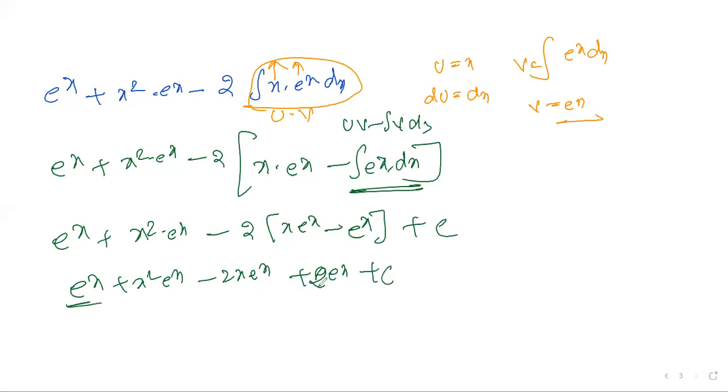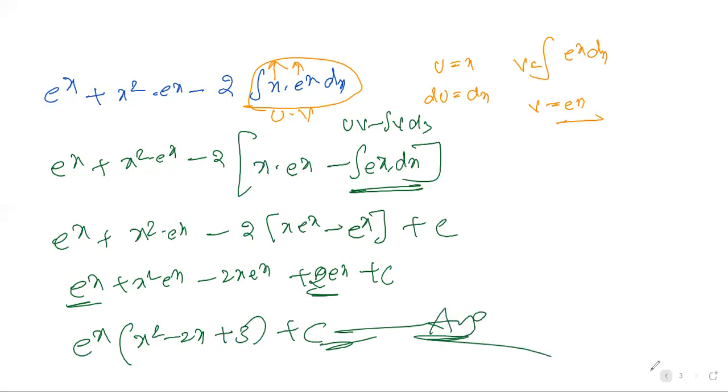Already e power x is there in every term, so you can take it out. Directly take e power x common, since it is available in all cases. So e power x into x square minus 2x plus 3, plus c. This is the final answer. I think it is clear, right?